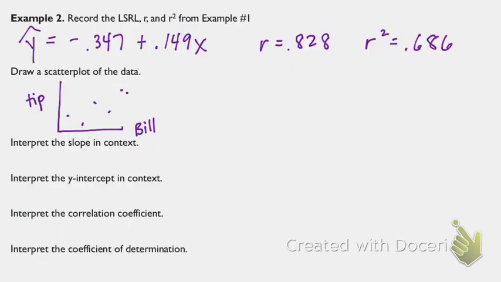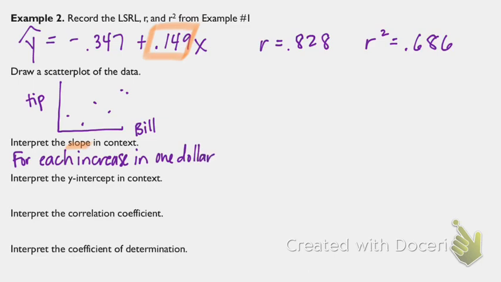So we're going to go through interpreting all of the things we have found. You need to listen carefully because you're going to be doing this over and over again. The slope in this case is what number? 0.149. That's my slope. So I'm going to look at my script, and it's for each increase in 1 unit. In this case, what is 1 unit? For every increase in $1. So when my bill goes up $1, my tip increases by about 15 cents. So I'm tipping about 15%.